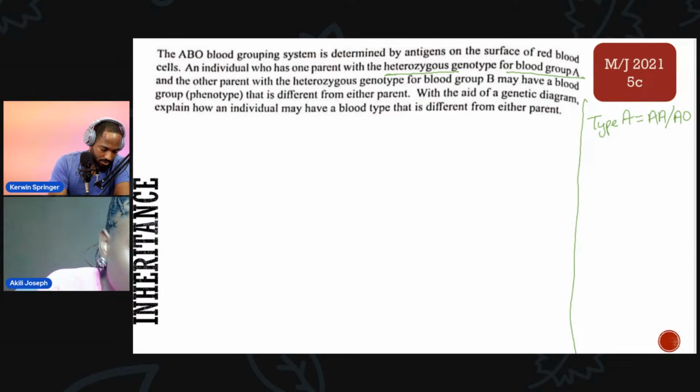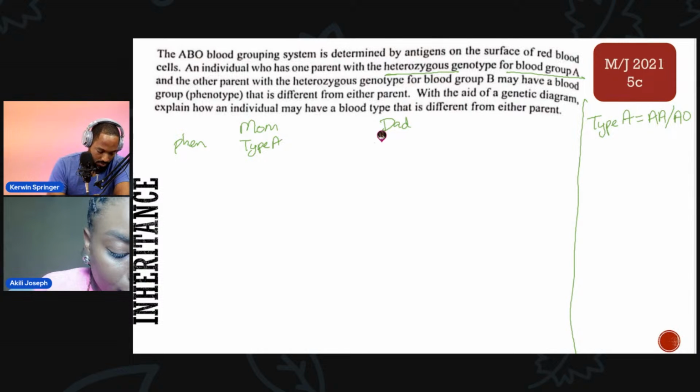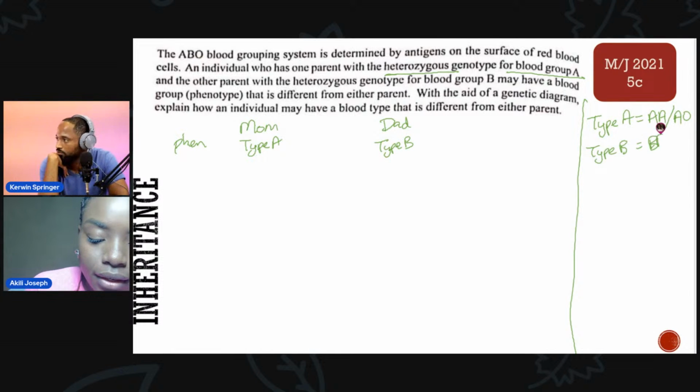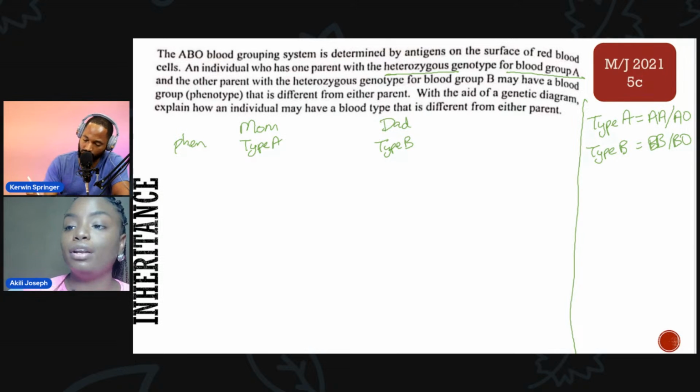Then the other parent. This is not sex linked, so we could pick either one to be mom and dad, right? So mom's phenotype is going to be type A, and dad's phenotype is type B. To be type B, you can have BB, two dominant Bs, or you can have a B and a recessive O. So in each type, it could be homozygous dominant or heterozygous, but the only heterozygous option is AO and BO. Heterozygous meaning that there are two different types of alleles at that particular gene locus, right?